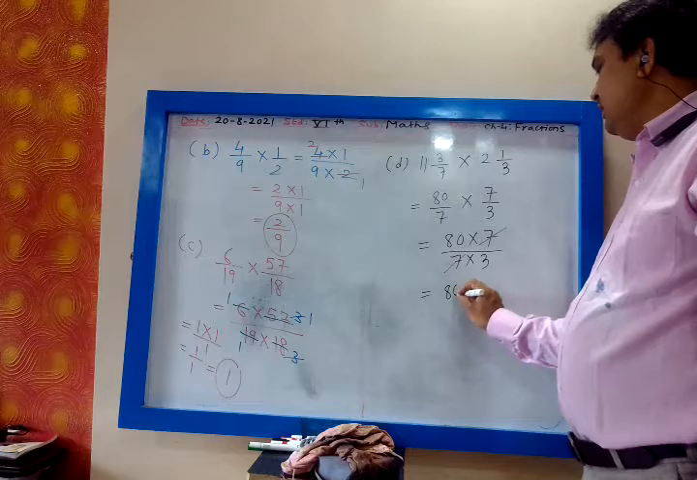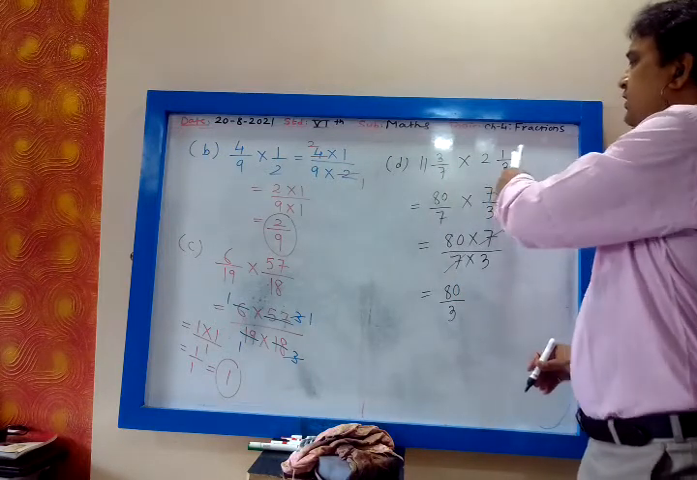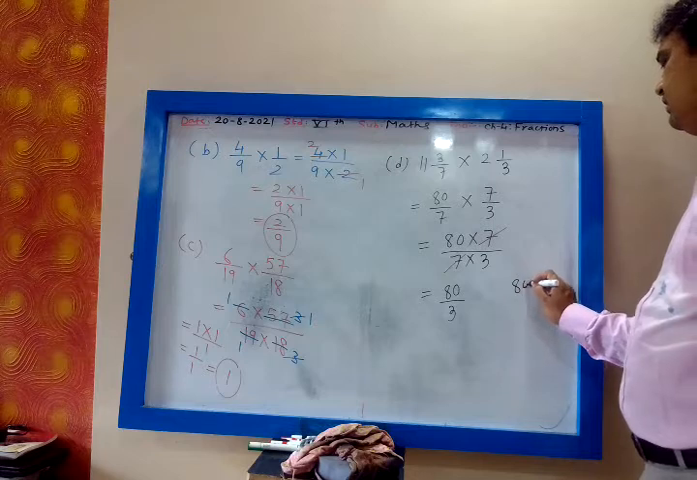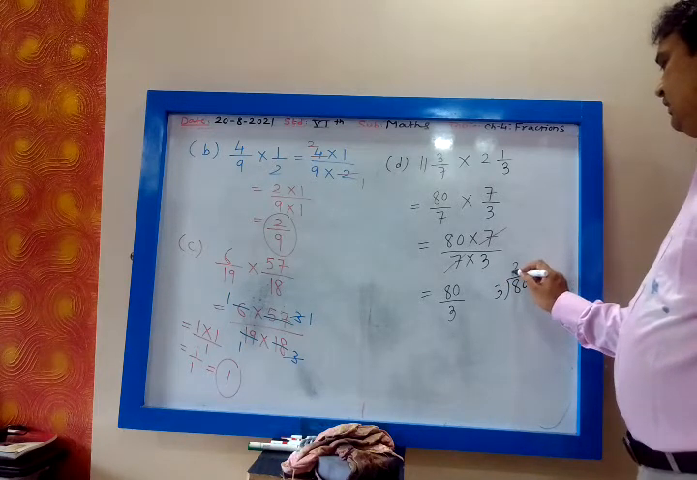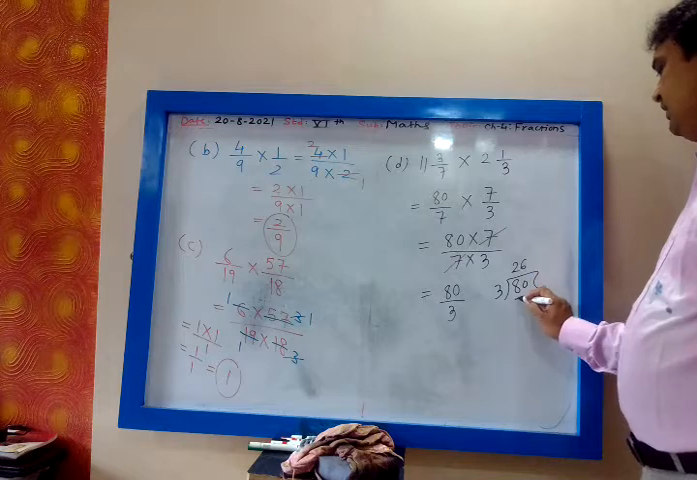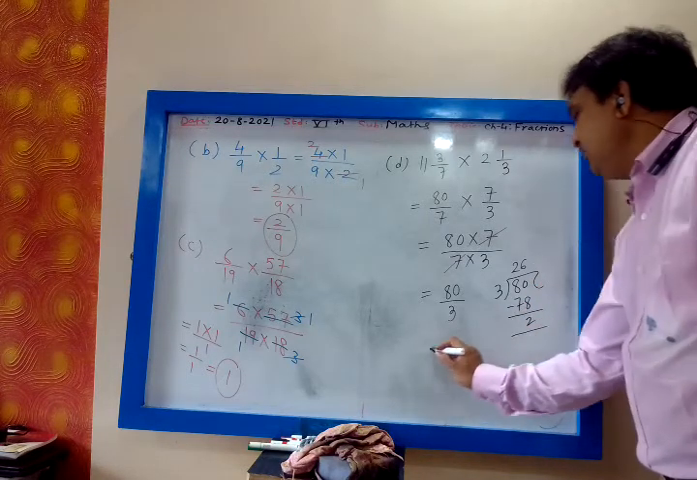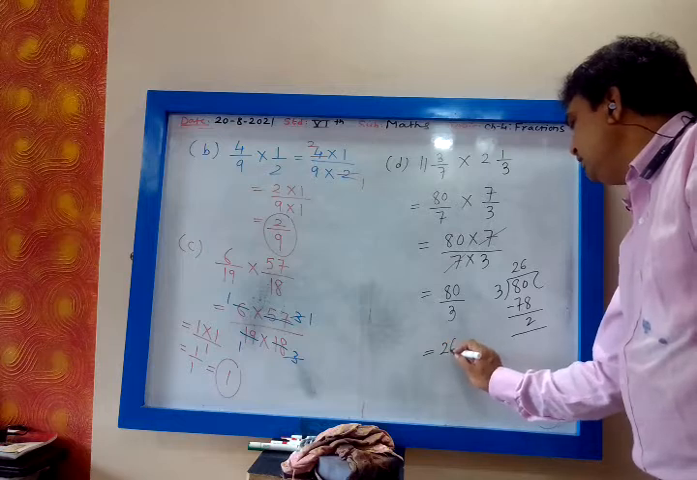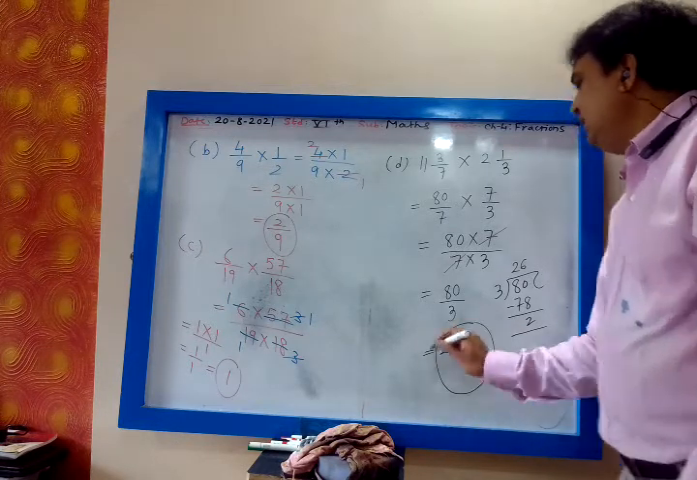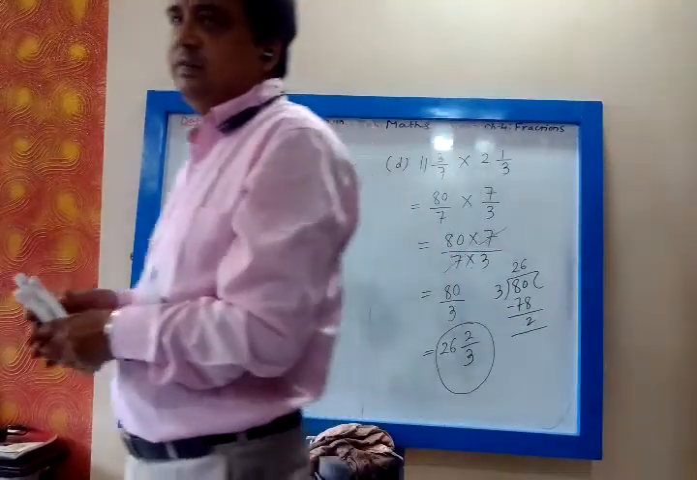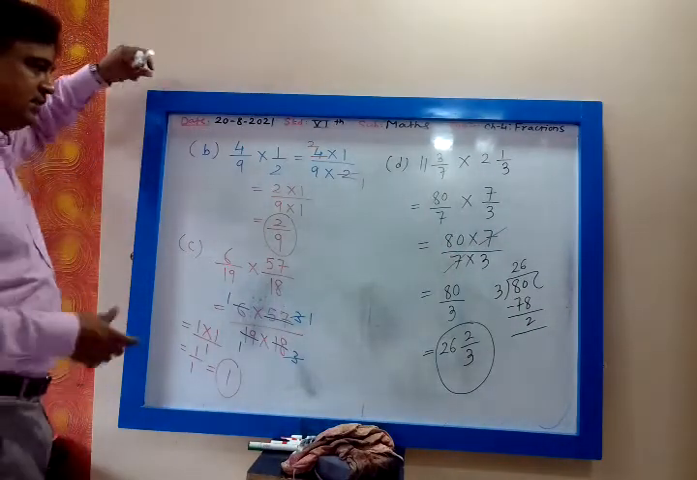80 upon 3. Correct? But our question is given in the mixed fraction. So that you write down in the mixed fraction. 80 divided by 3. 26 3s are 78. Then it is 2. So 80 upon 3 I can write 26 is to 2 by 3. Okay, this is the answer. 26 is to 2 by 3, mixed fraction. The question is given in mixed fraction, so you will write in the mixed fraction.